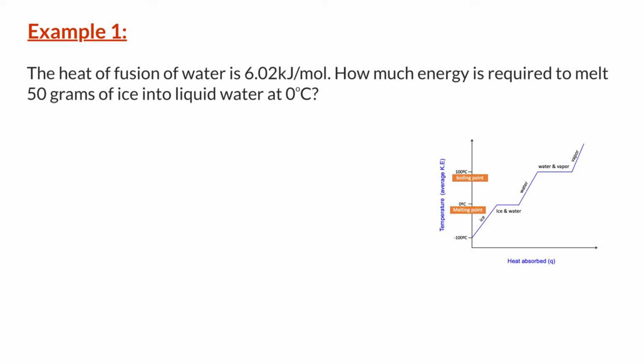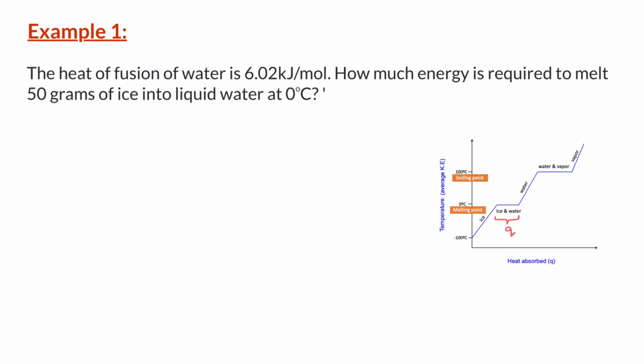Let us now do an example problem. The heat of fusion of water is 6.02 kilojoules per mole. How much energy is required to melt 50 grams of ice into water? So if we look at the heating curve, we are starting here with 50 grams of ice at 0 degrees Celsius, and we need to calculate the amount of heat required to completely convert that 50 grams of ice into 50 grams of water, which is up to here.